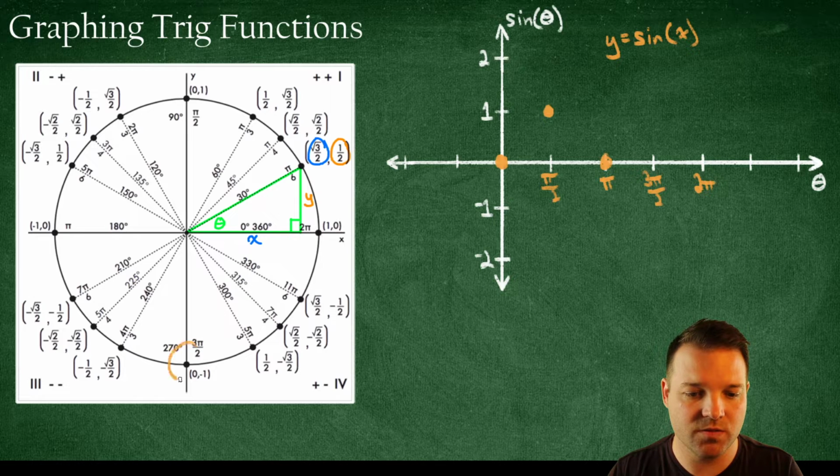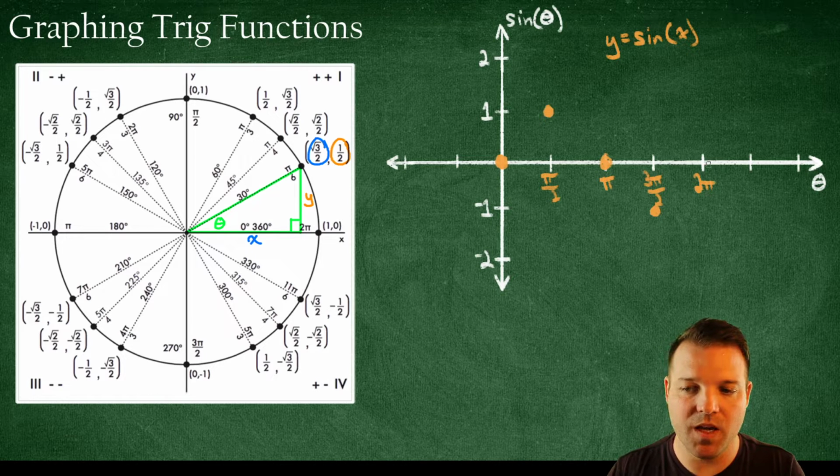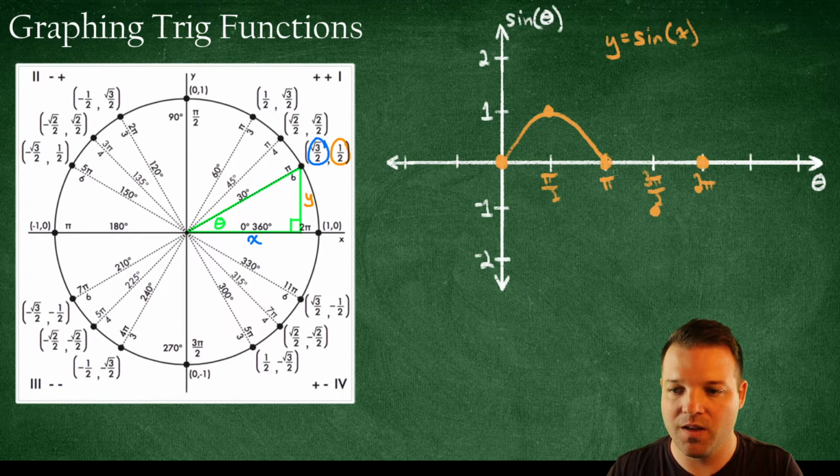3 pi over 2, right here, the sine of 3 pi over 2 is going to be -1. So we go down to -1. Whoops, wrong one there. There we go. And finally, when we go all the way around and get back to 360 degrees or 2 pi, the y value again is back to 0. Okay? And so now I'm just going to connect these to create this shape that I know the sine function looks like.